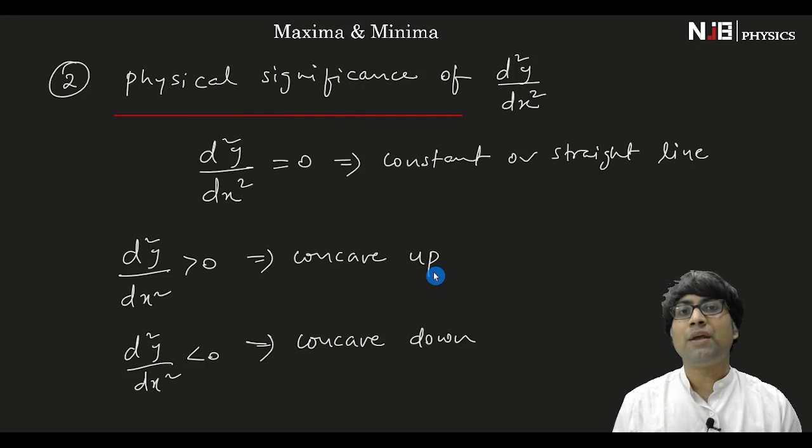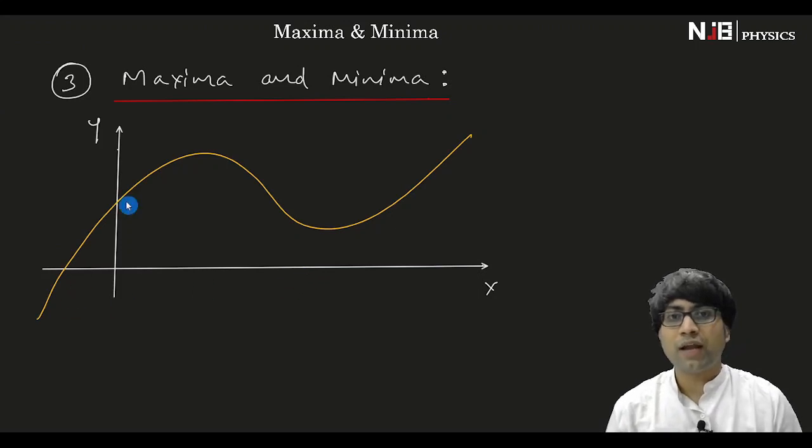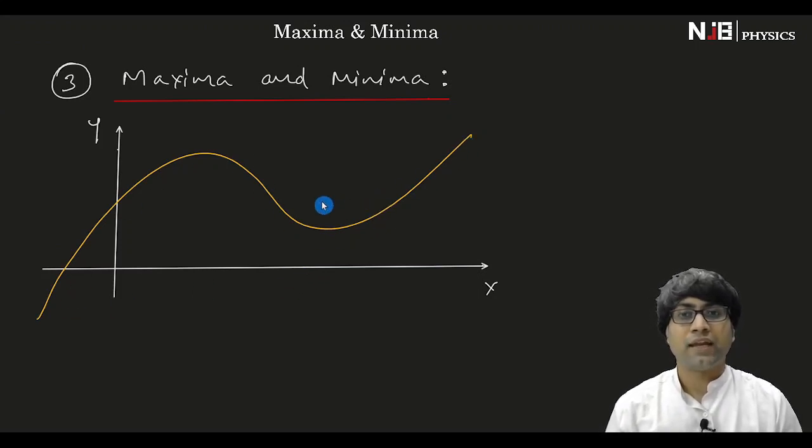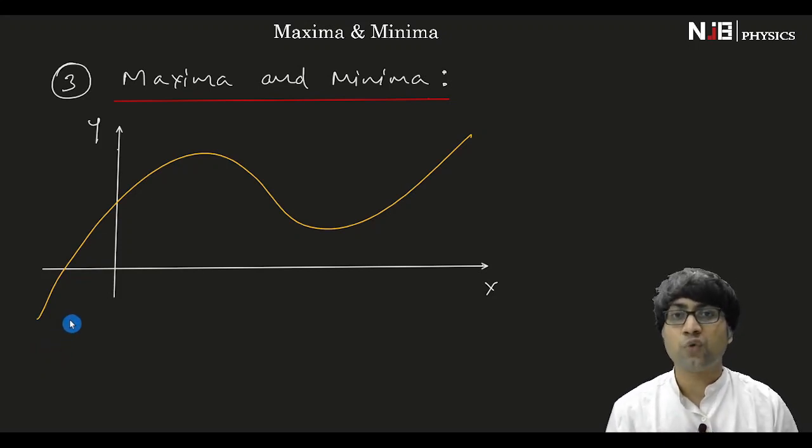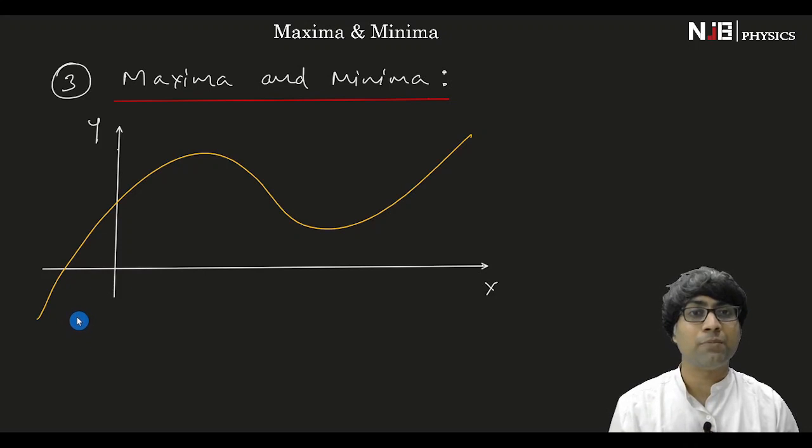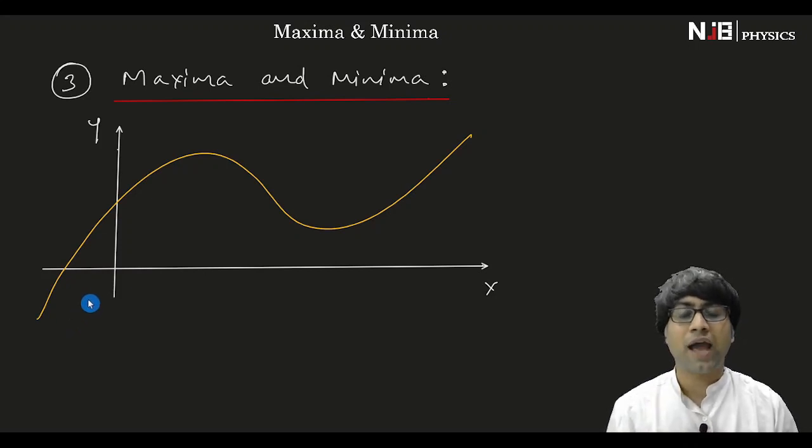Now let's talk about the mathematical condition for maxima and minima, and in fact what is meant by maxima and minima. If we now look at this particular graph, then we can see that the maximum value of y is going to be positive infinity and the minimum value of y is going to be minus infinity. However, we're not talking about the maximum and minimum value of y. We are here talking about the maxima and minima, or simply local maxima and local minima.